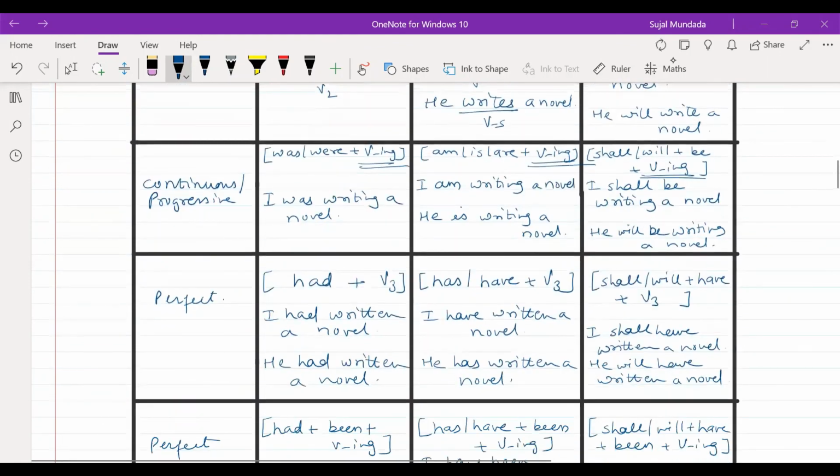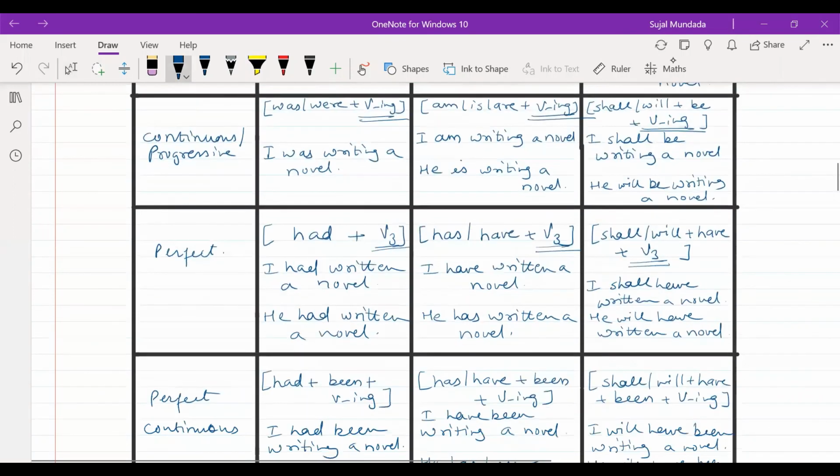Now, if we come to the perfect tenses, again we find that V3 format is common. All of them have V3 form of the verb, whereas they have the different forms of to have. In past perfect tense, had plus V3. Present perfect tense, has or have plus V3. In future perfect tense, shall or will plus have plus V3. So V3 is common here.